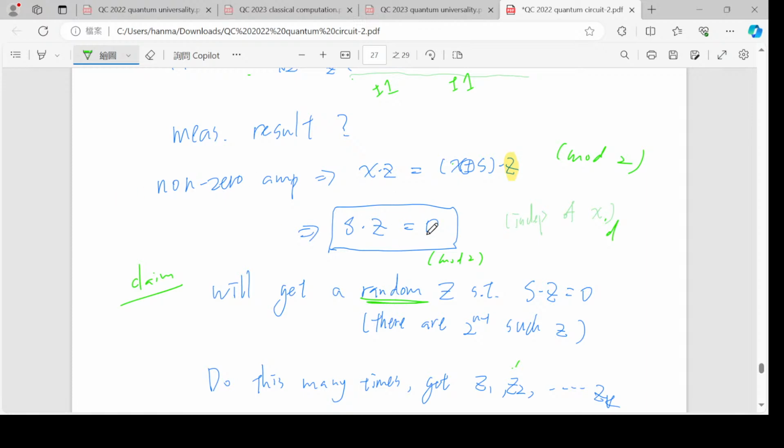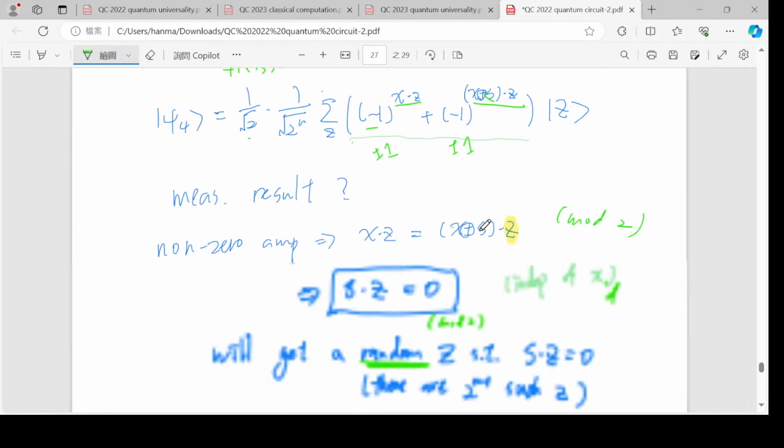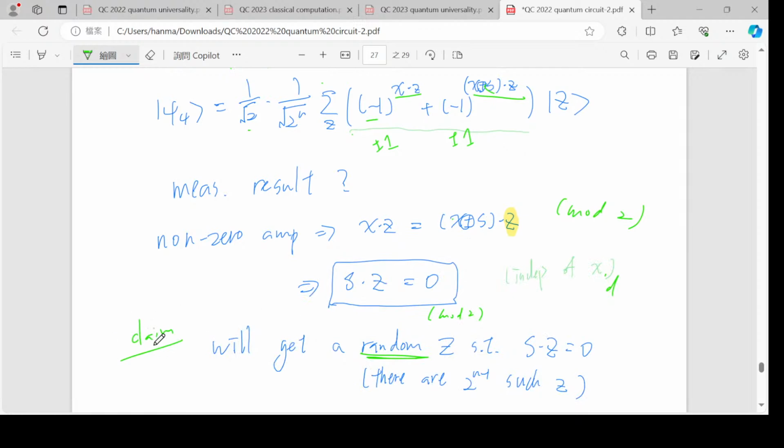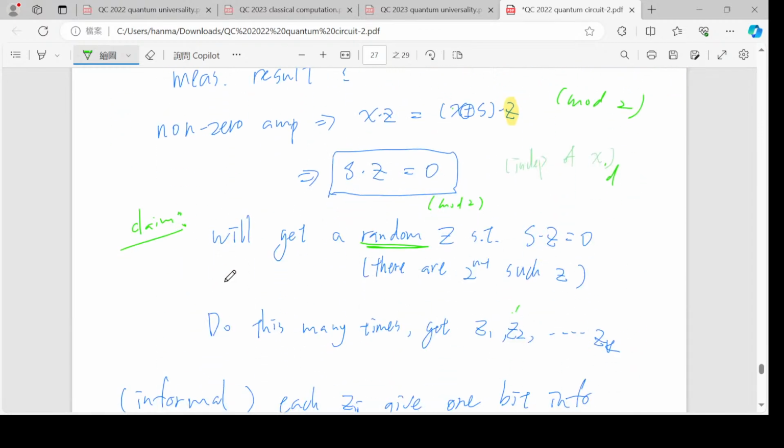Z is kind of uniformly random over the set of all z's that satisfy this. Hopefully you think it's intuitive, because z really has no structure except that z dot s should equal 0. So z will be a uniformly random z in some sense. So we'll get a uniformly random z such that s dot z equals 0.